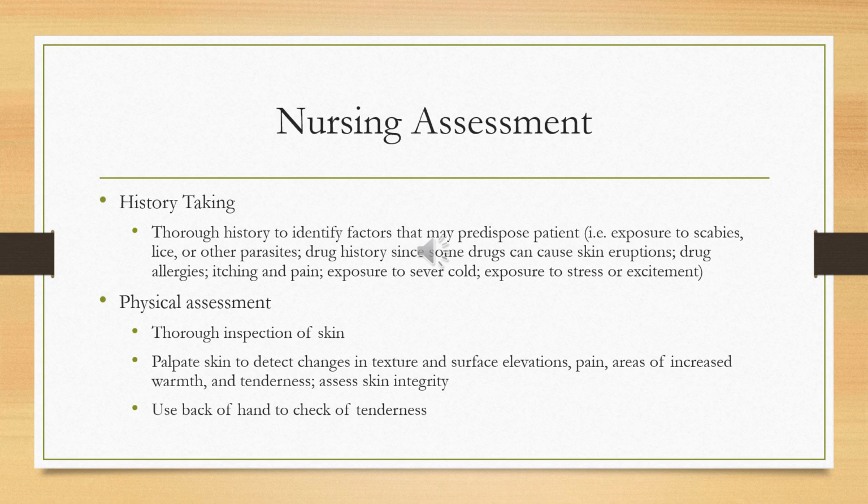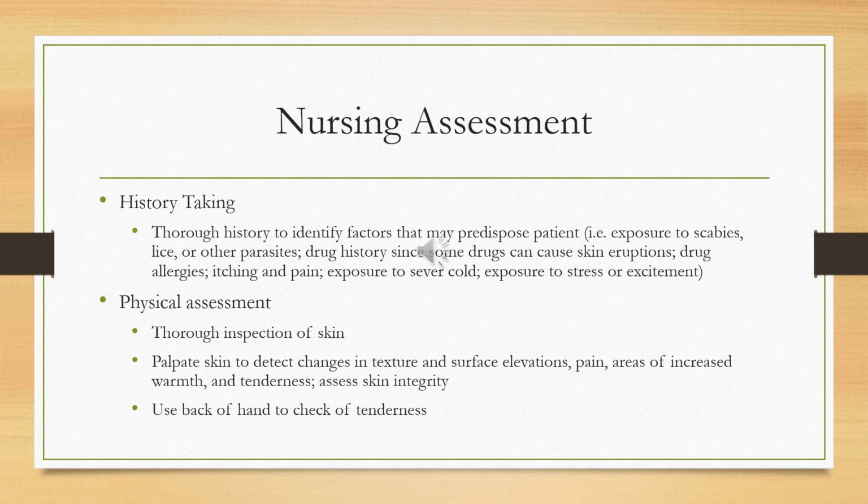So when we're talking about color, do they have ecchymosis? Ecchymosis is bruising. Do they have any cyanosis? Do they have any pallor? So pallor, pale. Get to know these different terms. Cyanosis, are they bluish looking? Erythema, is there any redness? So you want to get to know these different terms as well.